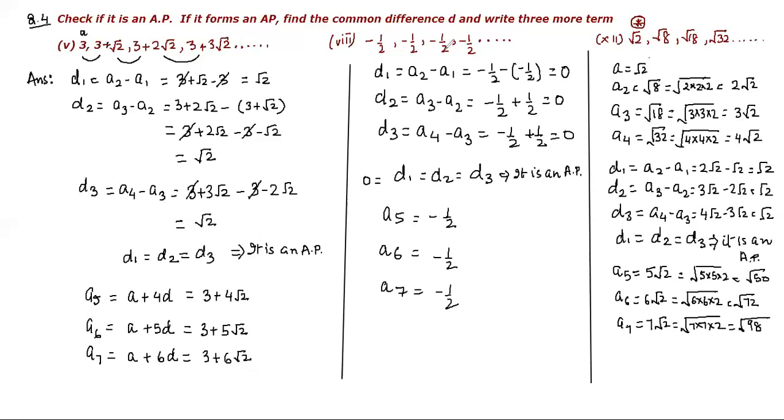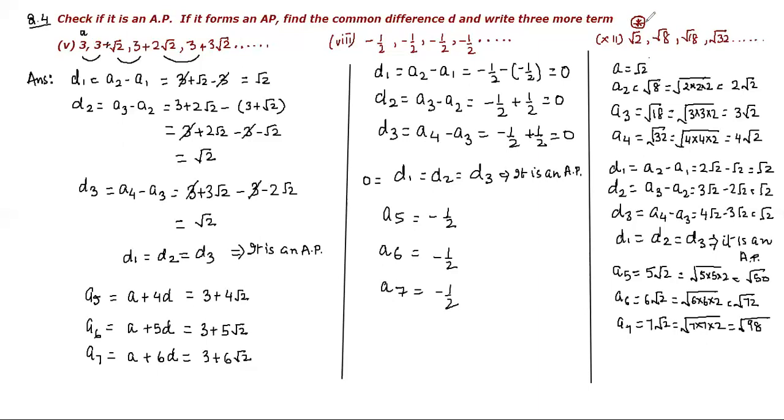Now we have to find out A5, A6 and A7. So all the terms will remain the same since D is 0. So when you subtract 0, you will find the same term again and again. Therefore, A5 is also minus 1 by 2. A6 is also minus 1 by 2. And A7 is also minus 1 by 2.